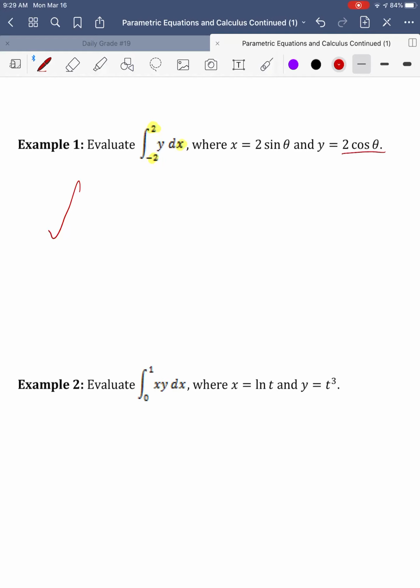So y is 2 cosine theta. So that's what y is.